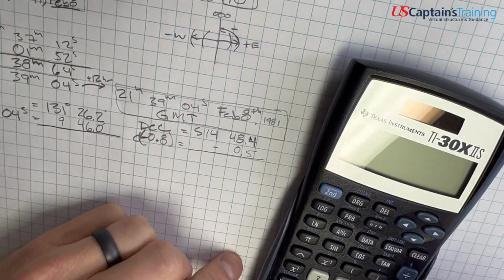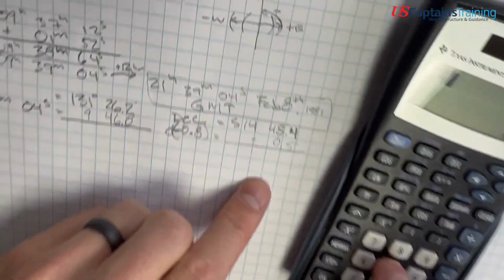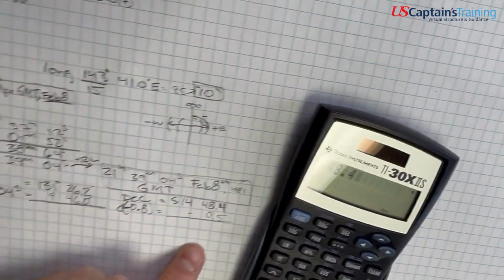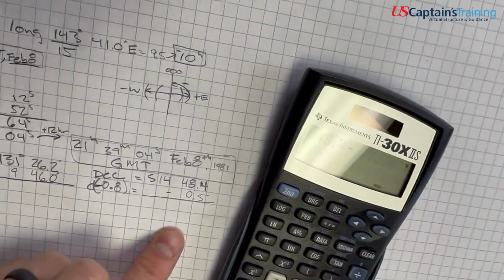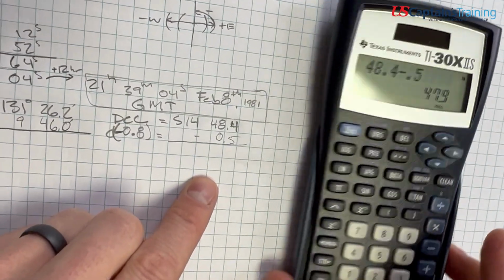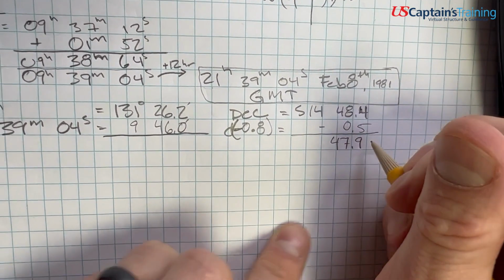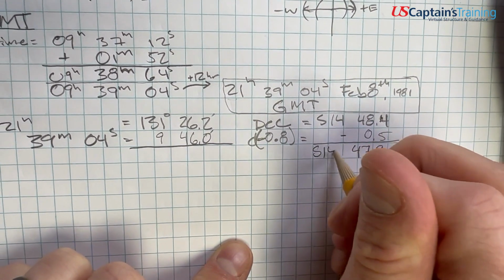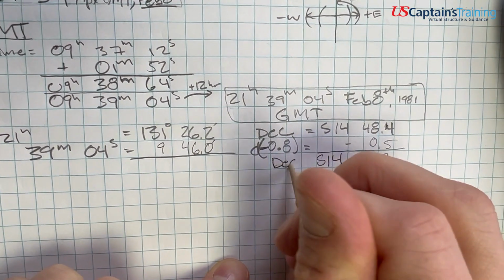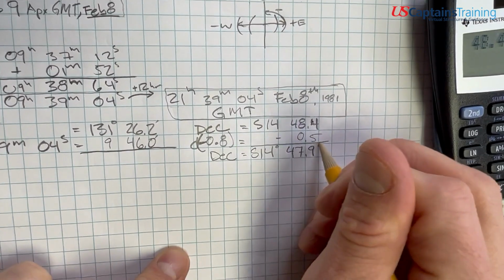So 48.4 minus 0.5 equals 47.9. So it's south 14, declination equals south 14, 47.9.